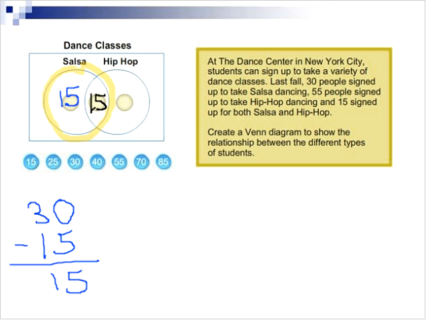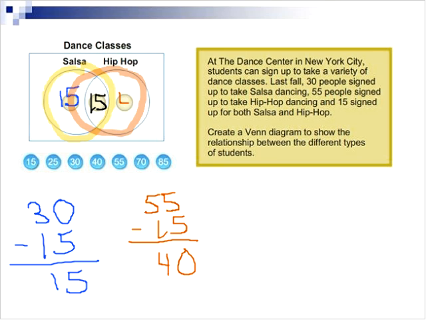And we're going to do the same concept for our hip-hop. There are 55 people who signed up for that hip-hop course. 15 of those we already have accounted for right here in the overlapping part of our circle. And I'm going to do this in orange. I probably should have color-coded this. Oh well. Alright. So we have to subtract, and we'll get our 40 people who like hip-hop dancing. So 15 people like just salsa, 40 like just hip-hop, and 15 like both salsa and hip-hop dancing.